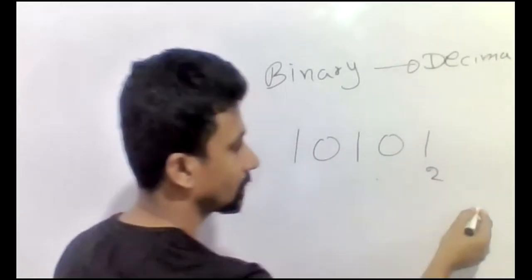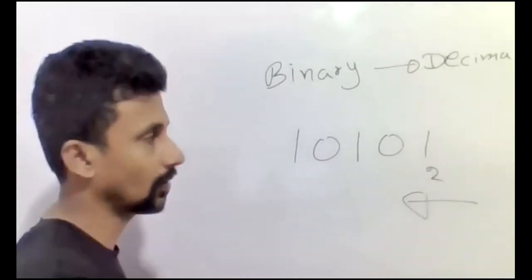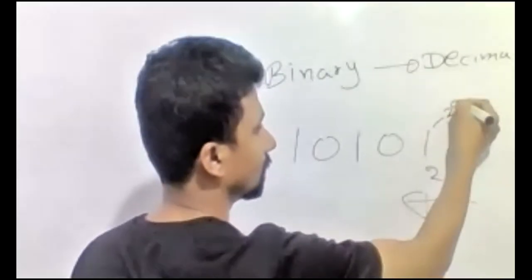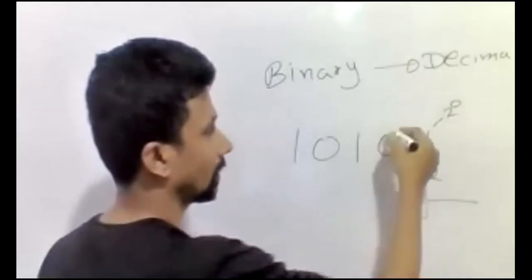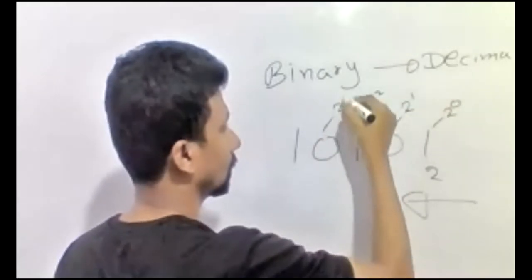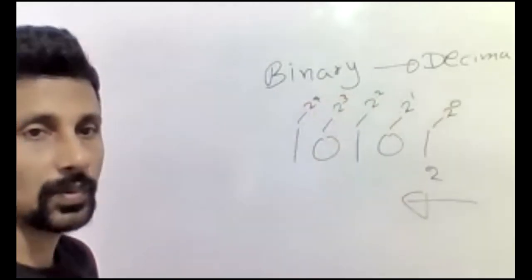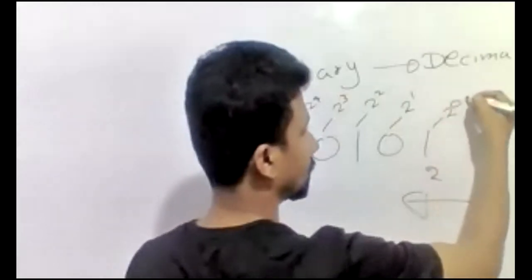From the right hand side you have to put the positional values. We are starting with positional value 0, 2 to the power 0. Here 2 to the power 1, 2 to the power 2, 3, 4, right? So for each position you can put the values also.